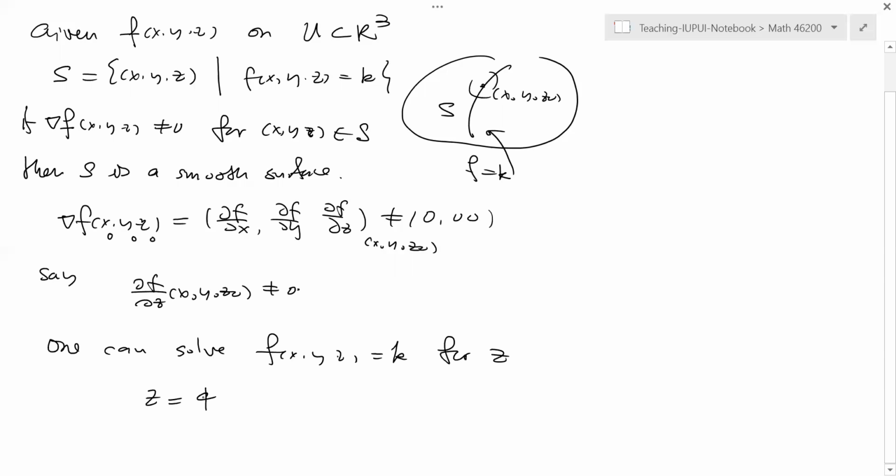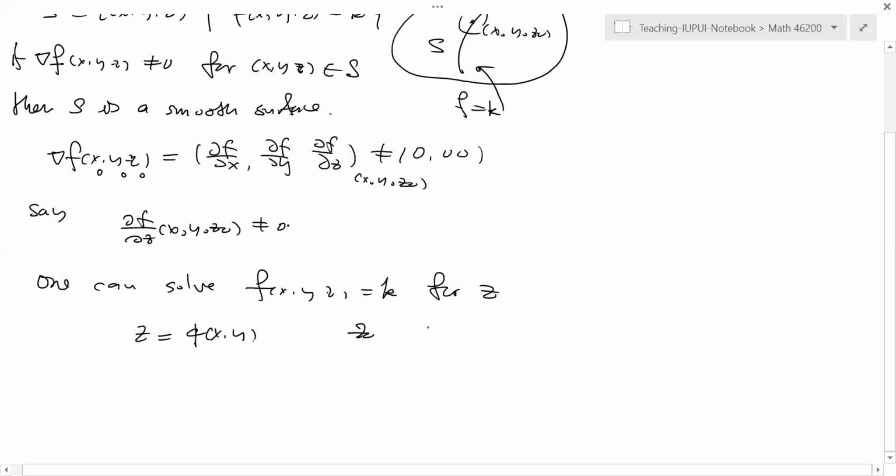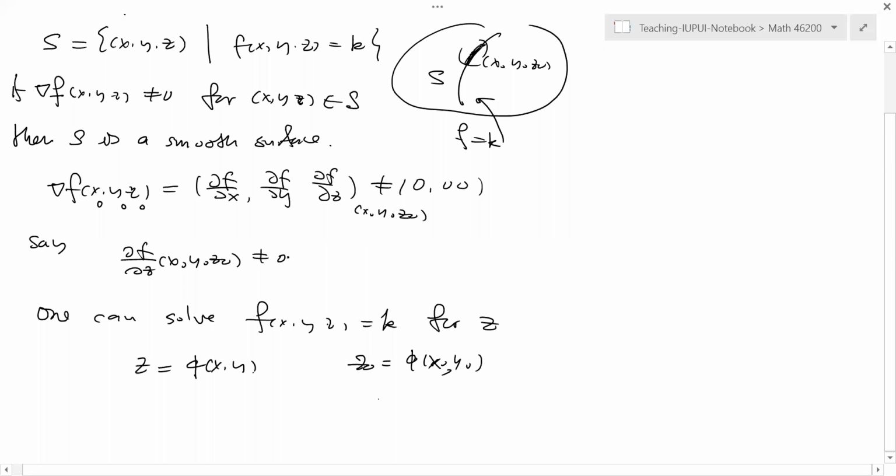And then you can get z is going to be, well, I can use any function again, such that z equals phi of x, y. So the surface, for that portion of the surface, is the graph of a phi, for x, y close to that point.